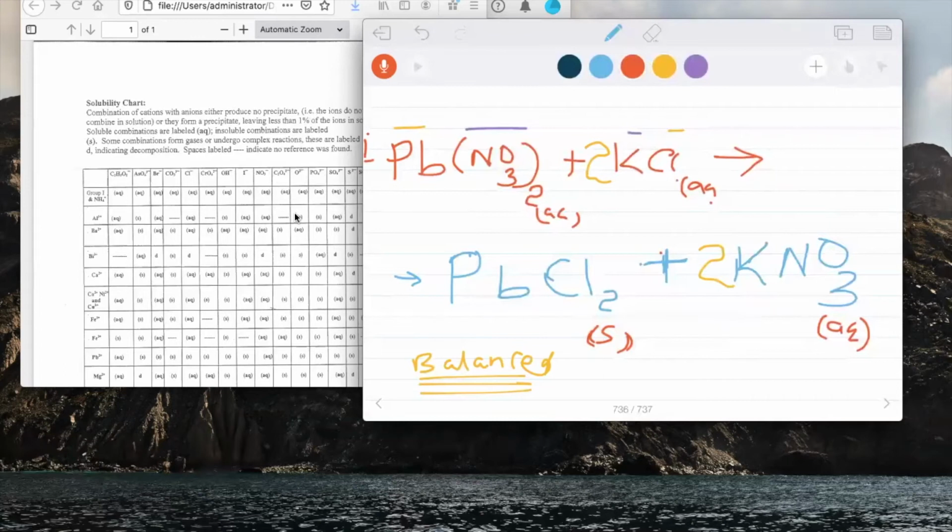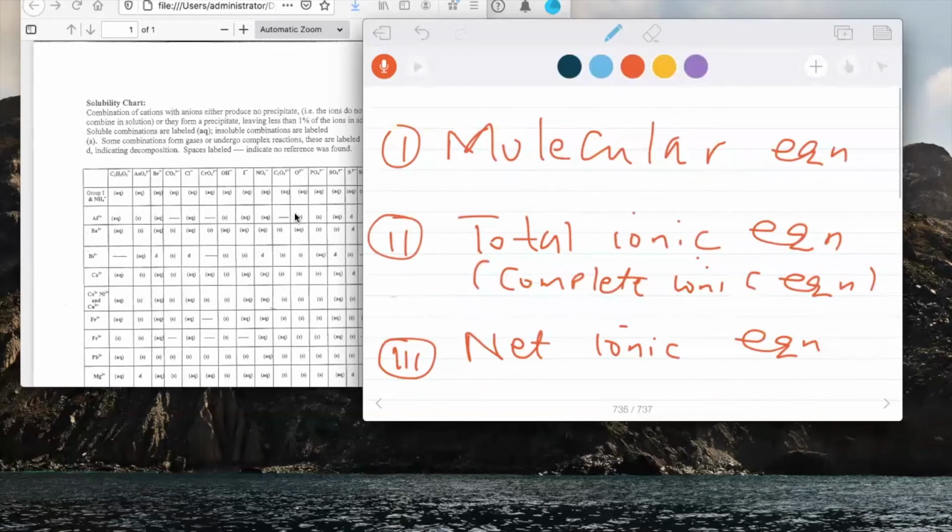What you see here is the balanced molecular equation. I had to write the correct formulas and I had to balance the equation. I'm done with this. Write the correct formulas of your compounds and balance it, and then you are done with the molecular equation. Be it a single replacement reaction, you have to do the same thing. Write the correct formulas, indicate whether they are solid, liquid, or gas.